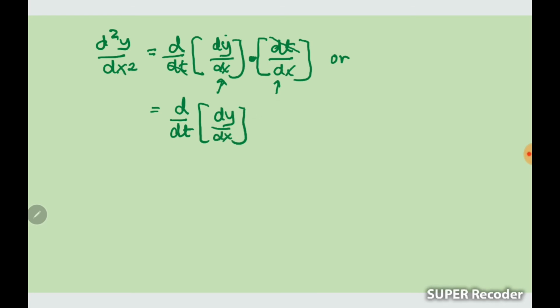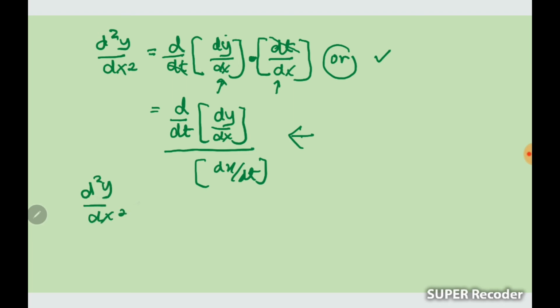Instead of multiply, you can divide. You have to divide by dx dt. So up to you, either you want to use the upper formula or the second one. Okay, both are right. So let's say I want to use the first one. So d squared y dx squared is equal to, you have to differentiate dy dx with respect to t.